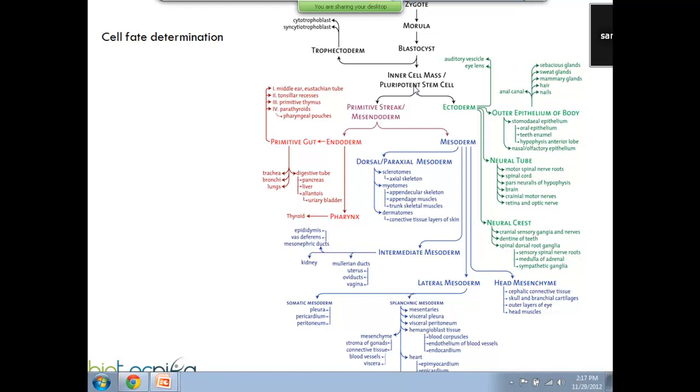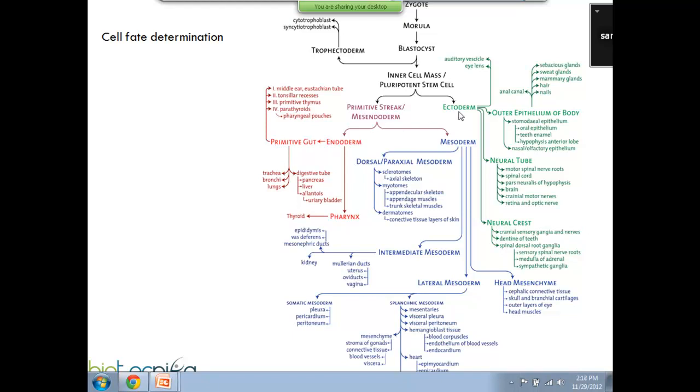Okay, so you know that the blastocyst will be implanted into the uterus, where the gastrulation will take place. The major event during gastrulation is the formation of 3 different layers: ectoderm, mesoderm and then endoderm.